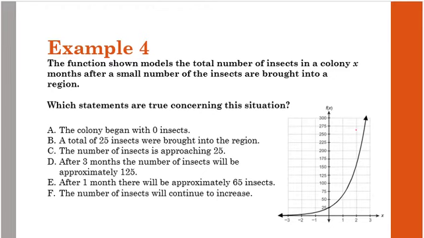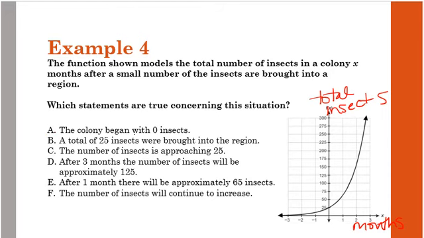So thinking about the situation, we have a graph here. It tells us that the total number of insects in a colony, so this f of x, this is the total number of insects. And then my x-axis is talking about the months after the insects were brought into a specific region. So we want to decide which statements are true concerning the situation.